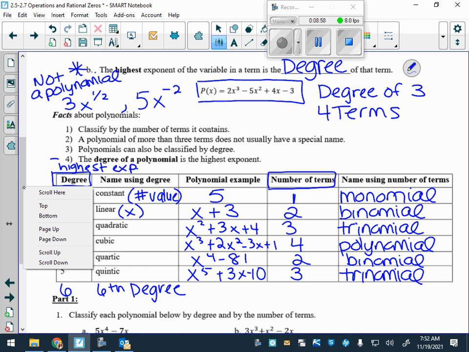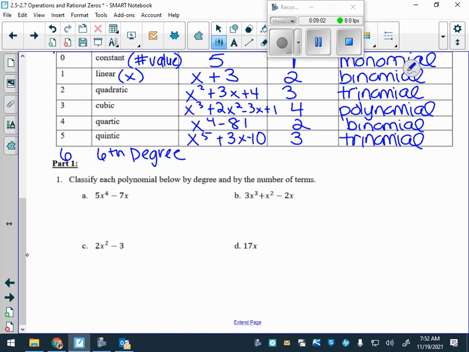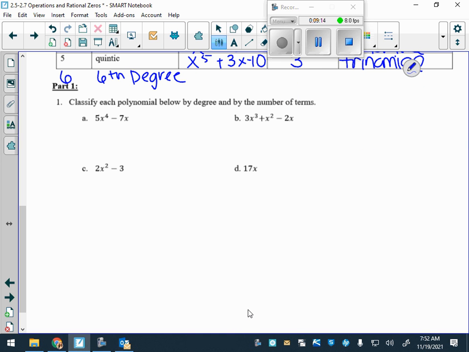Okay? So now at the bottom, we're going to do the first one together. We're going to classify each polynomial by degree and the number of terms. So what is the degree in 1a? What is the degree in 1a? Mia? Quartic. So it's a degree of 4, which is quartic.